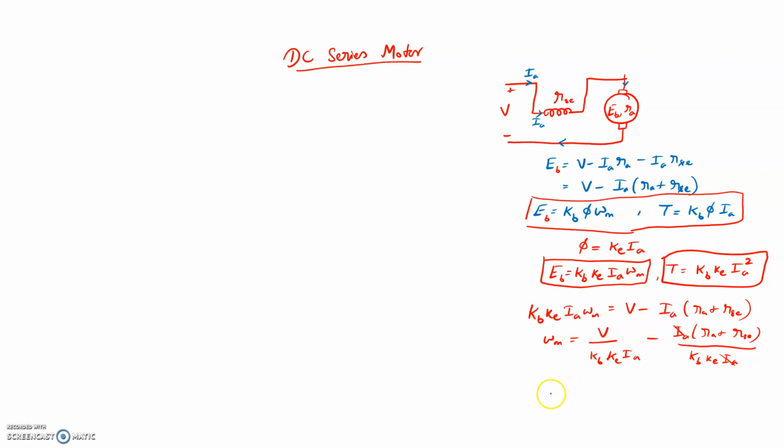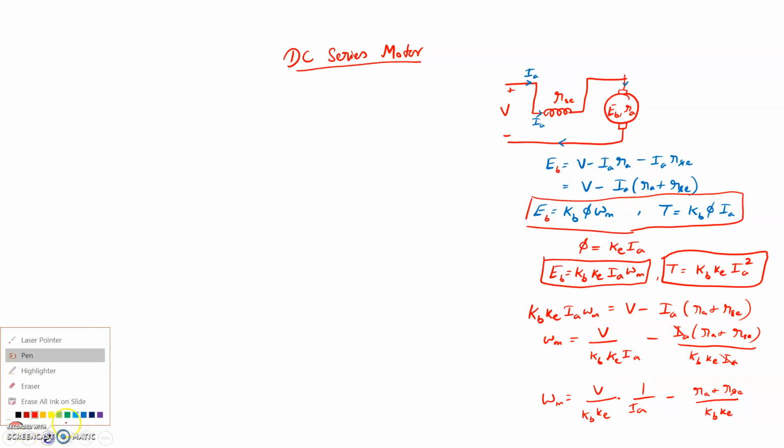So the final expression we are going to get is omega m is equal to V by KB KE multiplied by 1 by IA, minus (RA plus RSC) divided by KB KE. This is the expression we are going to get.